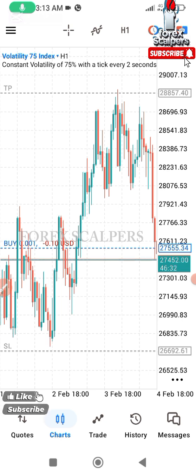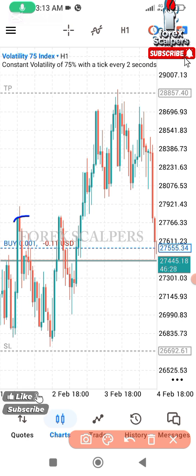So here is our higher low, this higher high, higher low, higher high, higher low, right? And from there we have a new higher high. So we are in a typical uptrend and price is pushing to the upside.